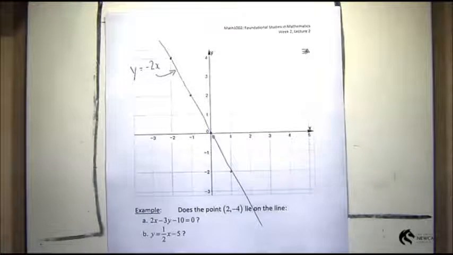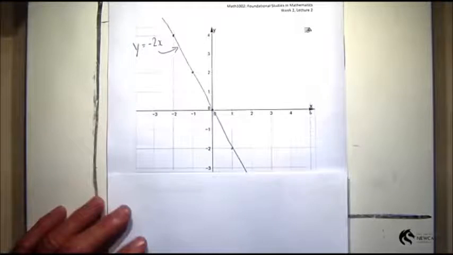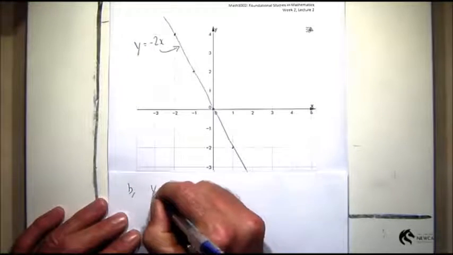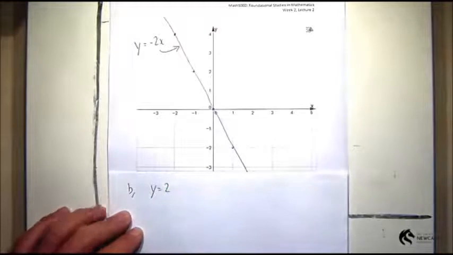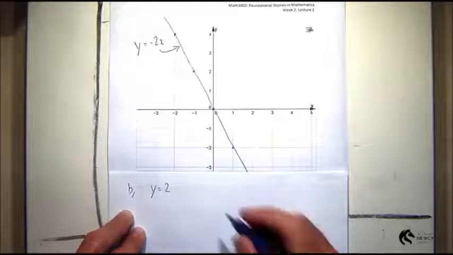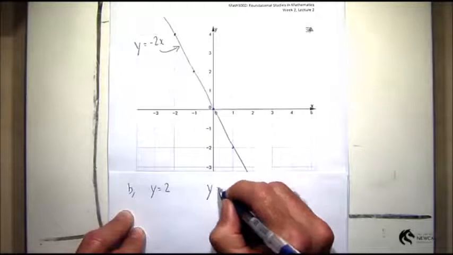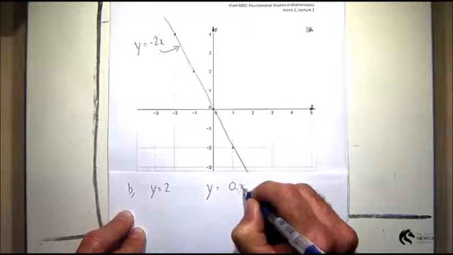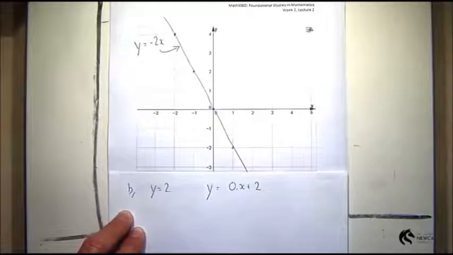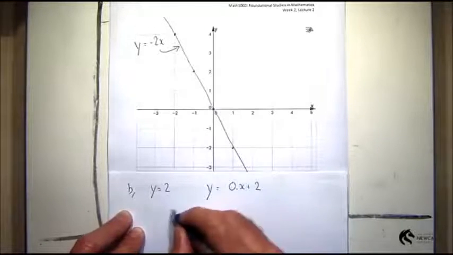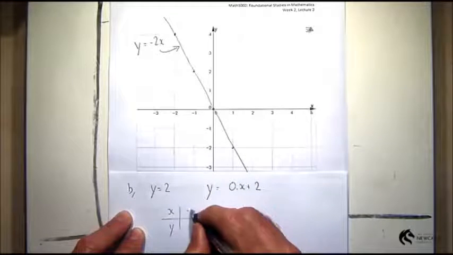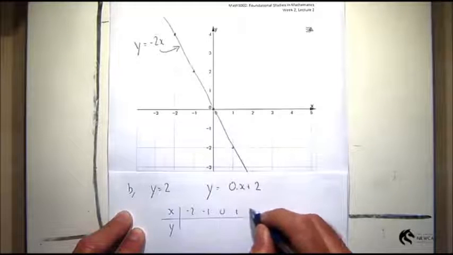In this case, the y equal to 2 case, so this is b, y is equal to 2. I want to think of that as an equation in two variables. So really, I'm thinking this is y is equal to 0 times x plus 2. Okay? Now, I can go through and do as we did before. Let's choose some values for x, work out the values for y. I'll do the same as I did with the other ones.